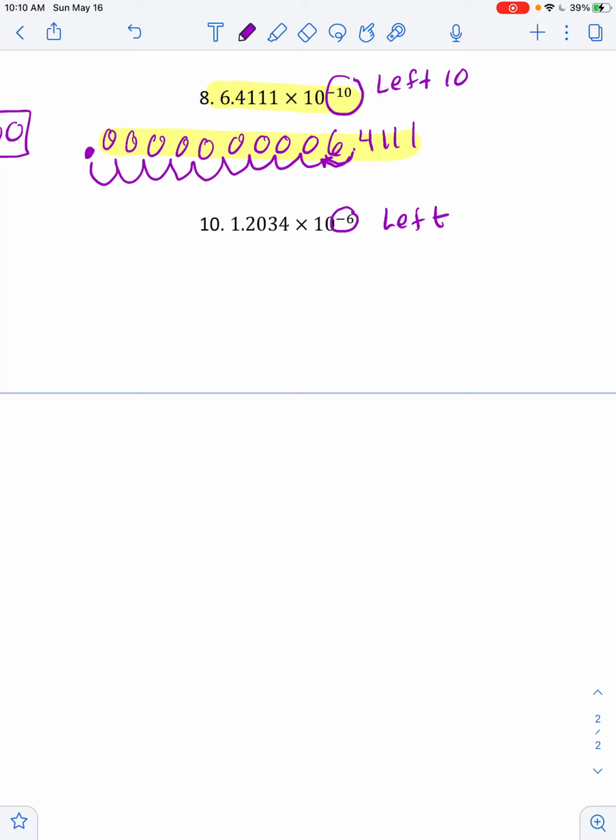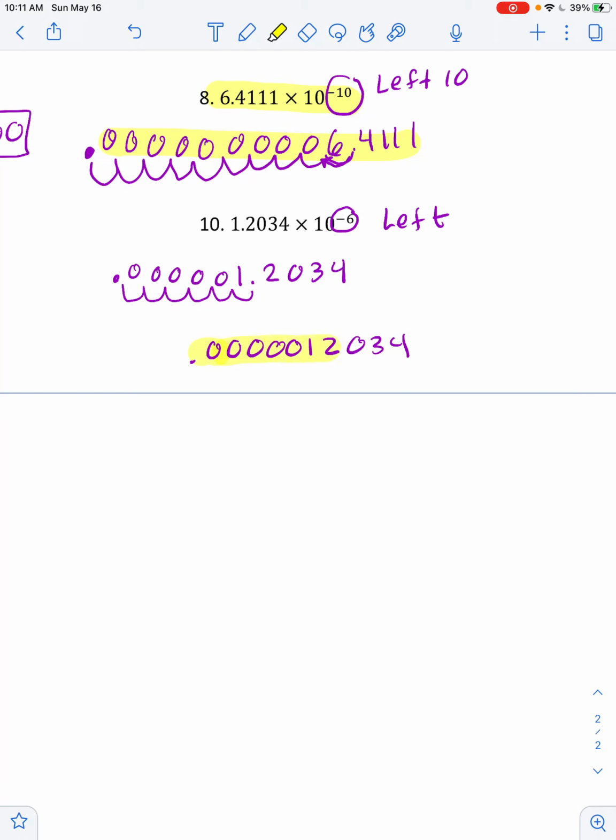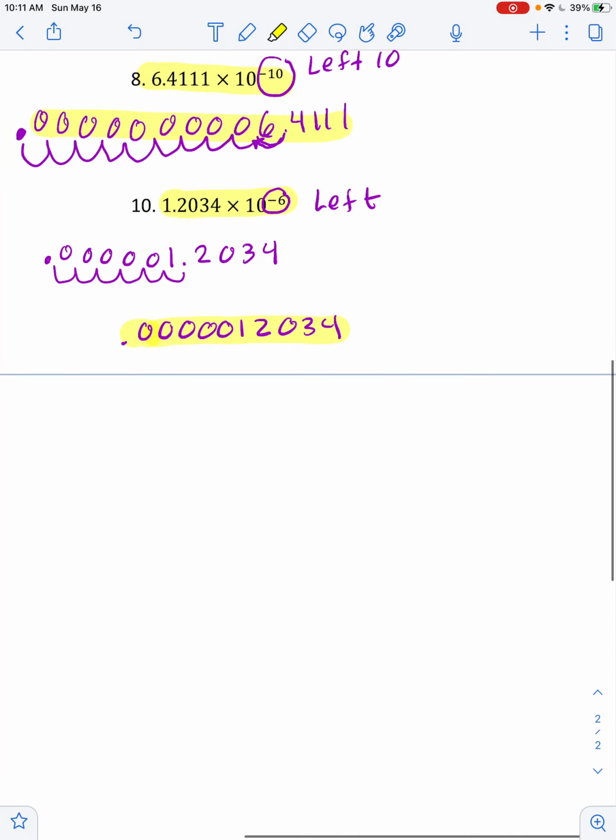Okay, so first of all, let's finish this guy. 1.2034, and I'll be moving 6 to the left. The first space is filled with my 1, then I'll need 1, 2, 3, 4, 5 more to have gone 6 spaces. So those 5 extra spaces get filled in with zeros. So 0.0000120034 is the standard form version of this scientific notation number.